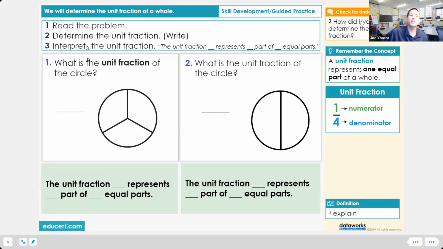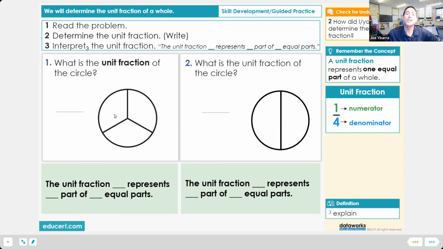So first we do one step at a time. Let's read the problem. Skill development, teacher does. Guided practice, students do. Let's read the problem. What is the unit fraction of the circle? Read with me. What is the unit fraction of the circle? We're going to determine the unit fraction.